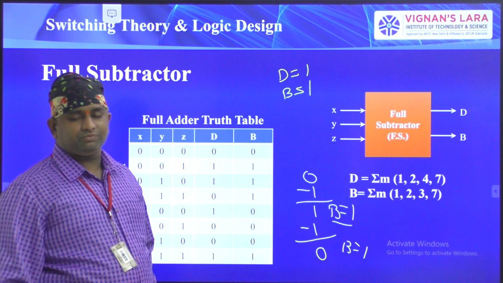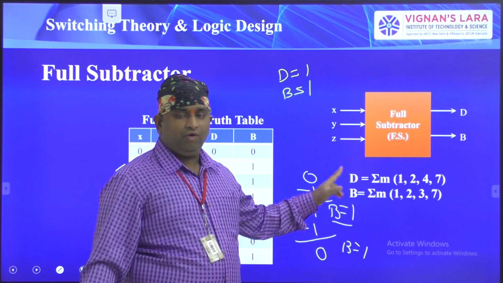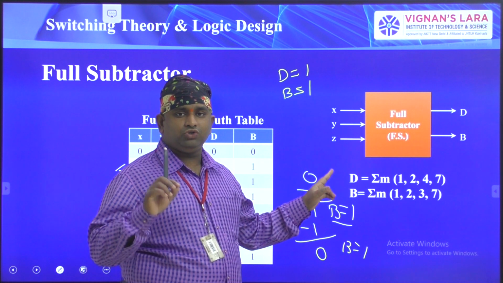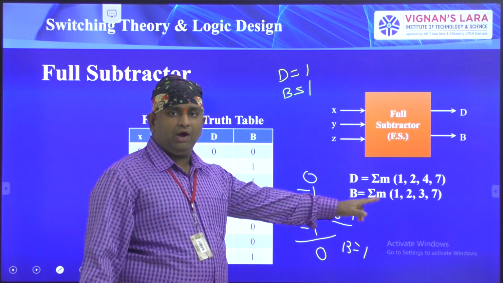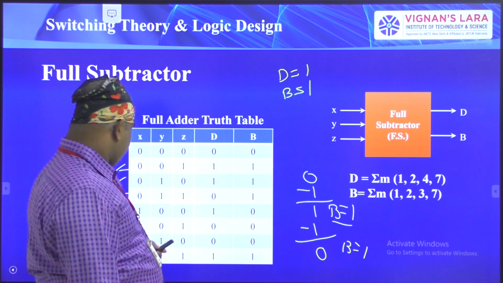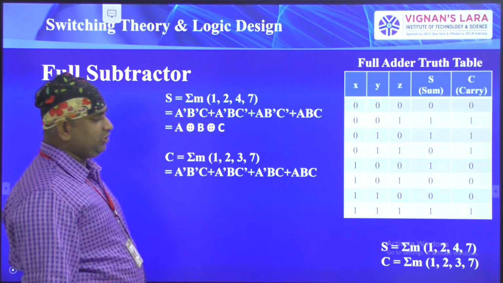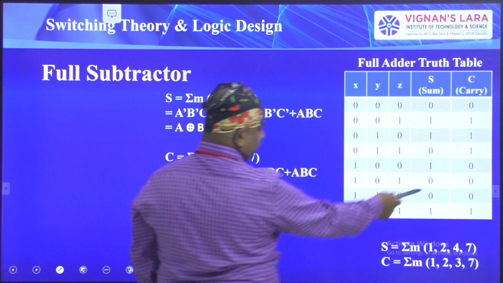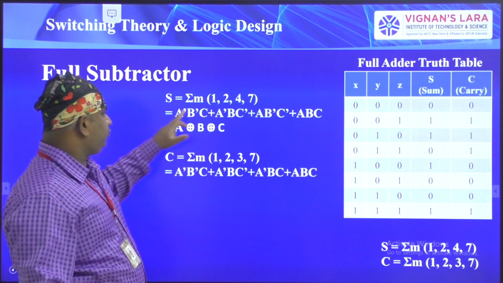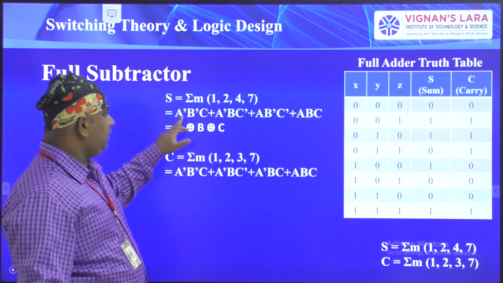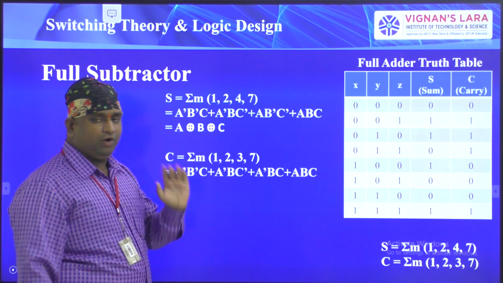Now you have to draw the K map for the borrow. Why? Because for the difference, we know that it is the exclusive OR between three inputs, X exclusive OR Y exclusive OR Z. And coming to borrow, we have to draw the K map and simplify the functionality. So see here, we have that functionality. This is a truth table with the minterms and maxterms where S is equal to sigma small m of 1, 2, 4, 7. This is the functionality A exclusive OR B exclusive OR C, which we have already solved in the full adder also. And B is sigma small m of 1, 2, 3, 7.